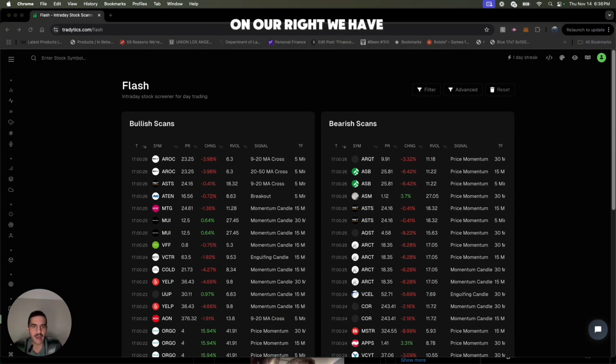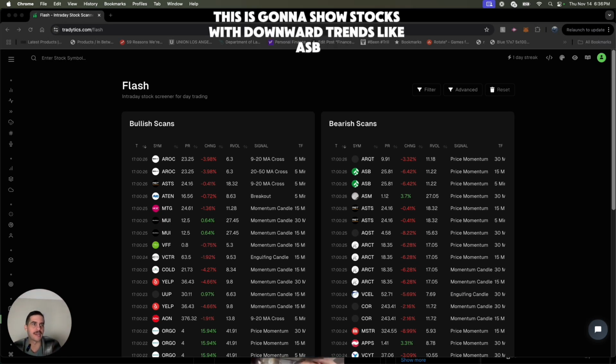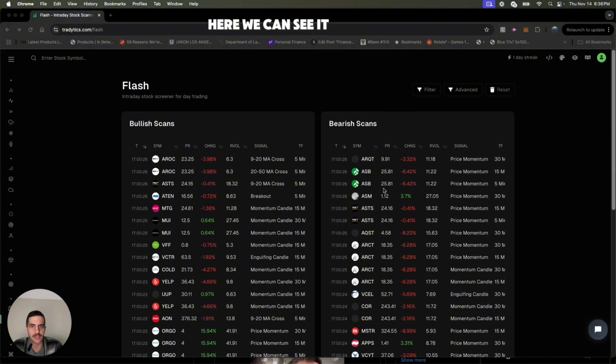On our right, we have bearish scans. This is going to show stocks with downward trends like ASB here. We can see it's showing a price momentum signal on the 15-minute chart. This means there could be pressure for the price to go lower. Bearish signals can help you find stocks that might be heading down, which is helpful if you're into shorting or just want to avoid buying into a downtrend.